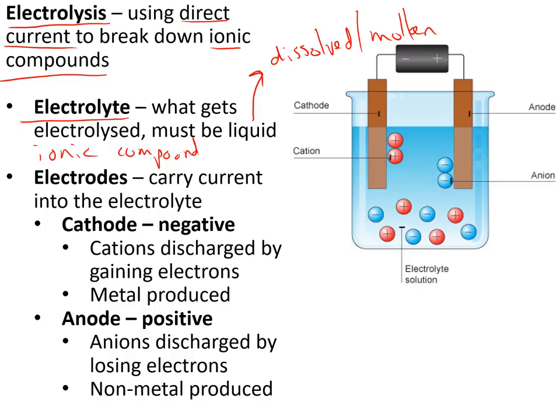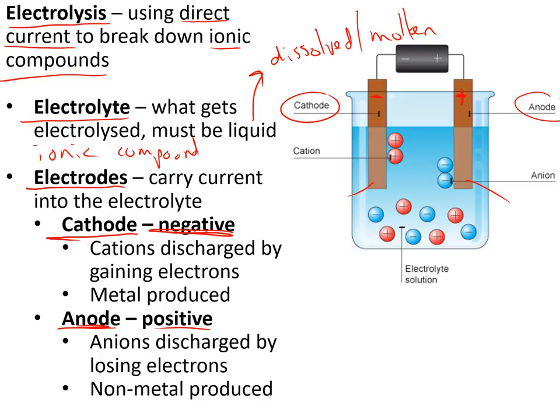We put into the electrolyte two electrodes. You can see the electrodes here and here. So electrodes are electrically conducting materials that carry the charge into the electrolyte. And we have two electrodes. We have the cathode, that is the negative electrode, and we have the anode, which is the positive one. So you can see the cathode here and the anode there. So cathode is negative and the anode is positive.